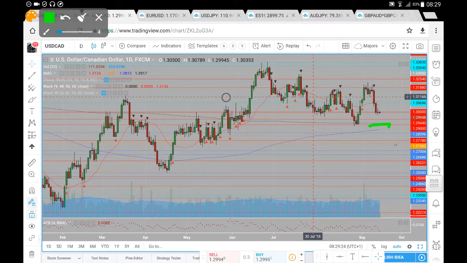But if we do fail there, the very next level of note is at 128.39 here to the downside. We should also be aware of the 200 period average, but 128.39 is the very next level that we are looking at here on the US dollar CAD.